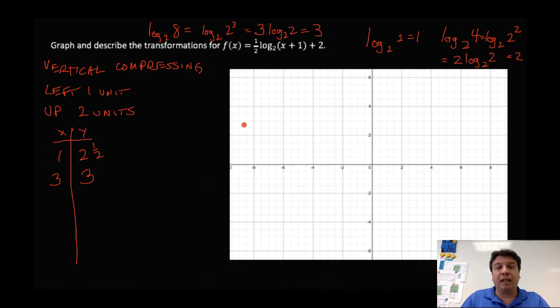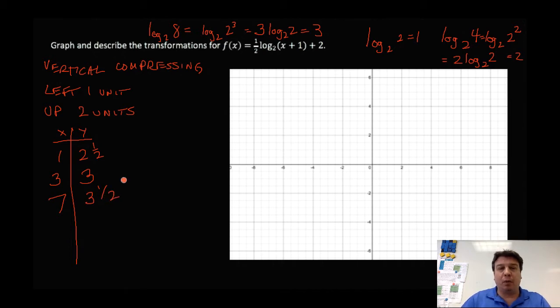All right, so if I substitute, in order to get 8, I have to substitute a 7 in for x. So then this will become 3. Half of 3 is 1.5. 1.5 plus 2 will give me 3.5.